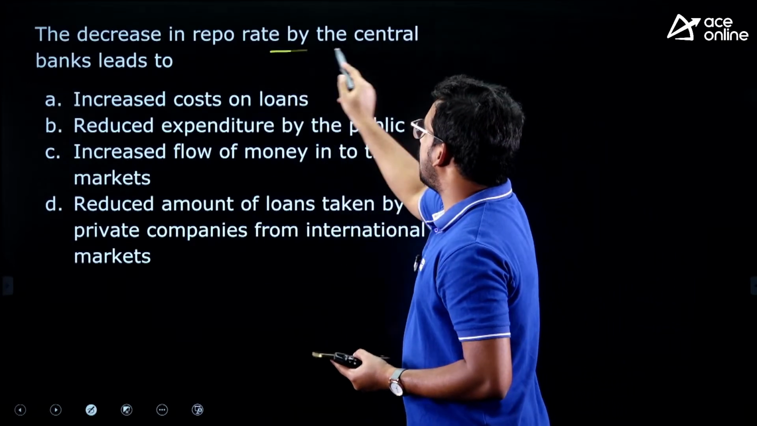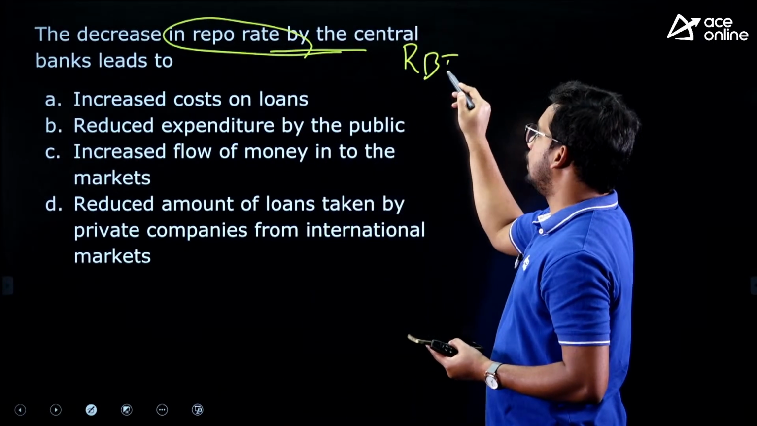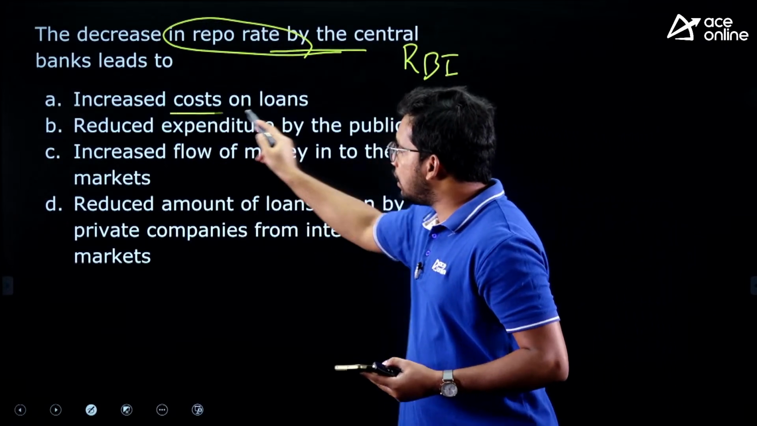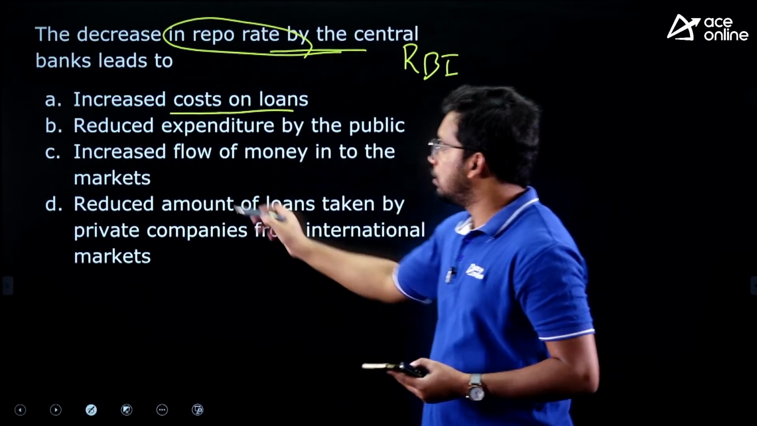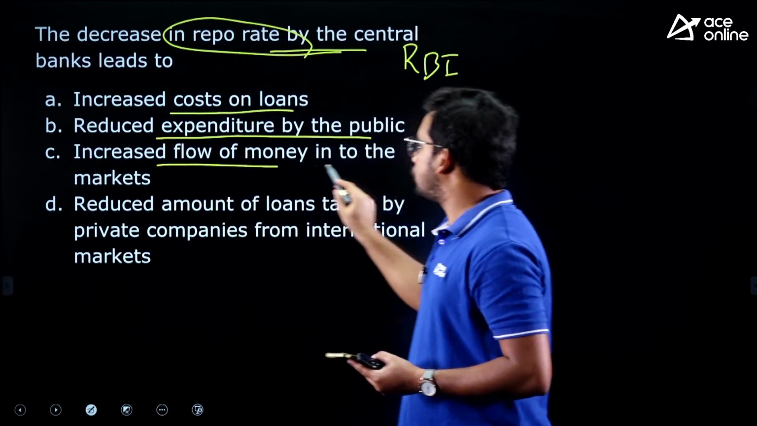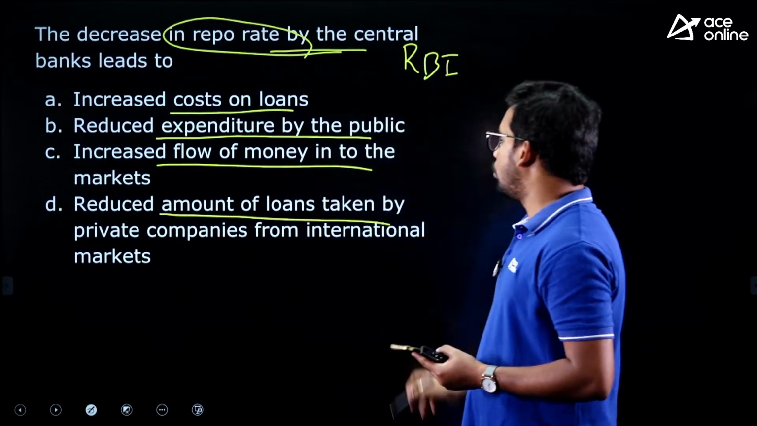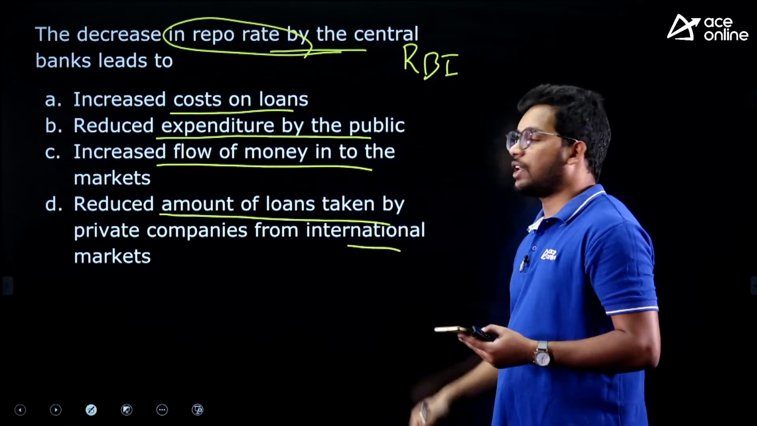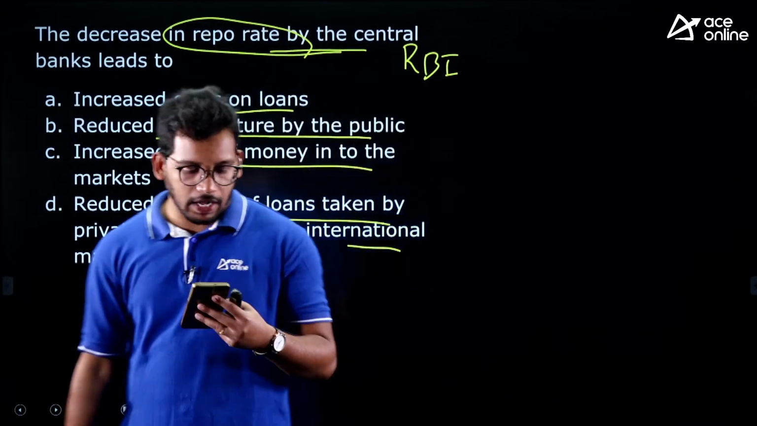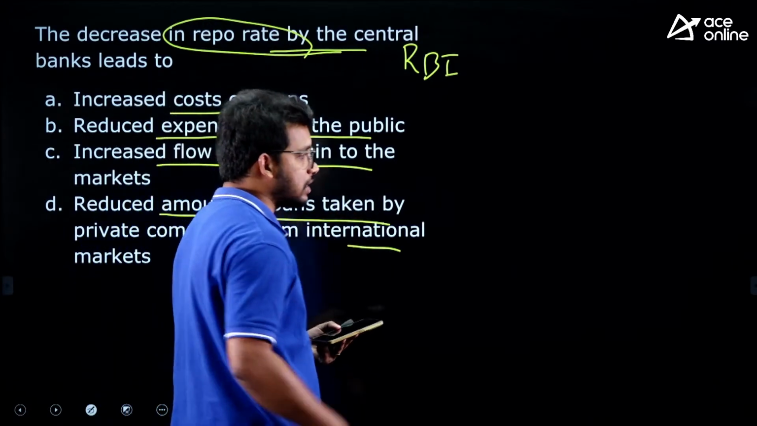So the decrease in repo rate by the central bank, here that is nothing but RBI. If there is a decrease in repo rate, what will happen? Increased costs on loans, reduced expenditure by the public, increased flow of money in the markets, or reduced amount of loans taken by the private companies from international markets. Right, Jahnavi and info reader have answered it correctly. Let me explain repo rate, then we will come to this answer.